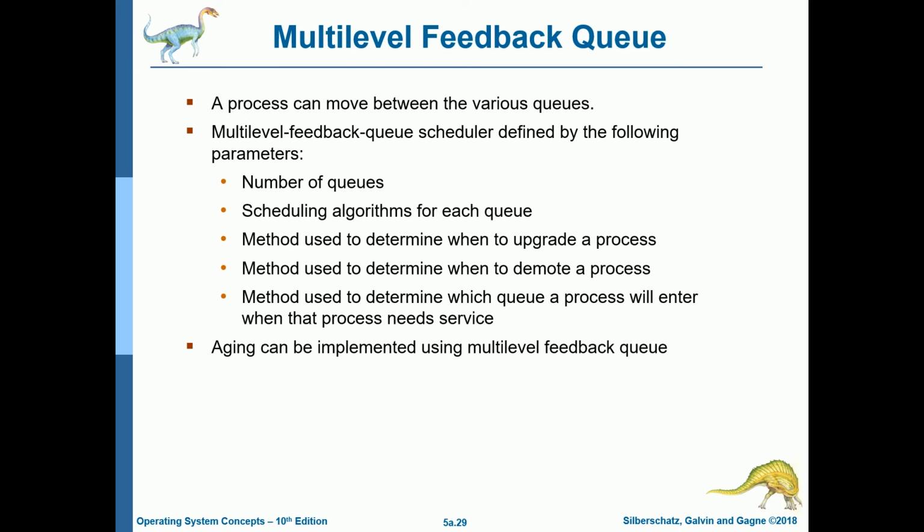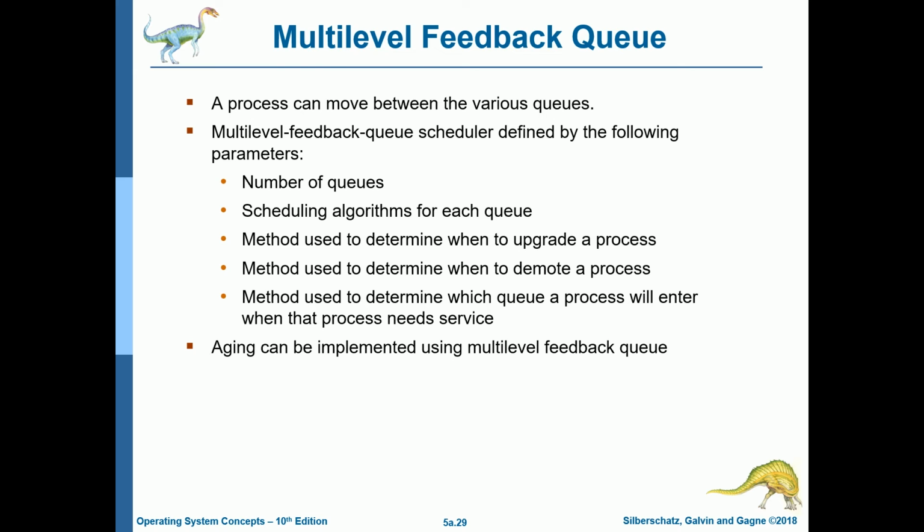Now what we could do to address this problem is introduce a multi-level feedback queue. This allows a process to move between the queues. The idea is to separate the processes according to the characteristics of their CPU bursts. If a process uses too much CPU time, it will be moved to a lower priority queue. This scheme leaves I/O-bound and interactive processes, which are typically characterized by short CPU bursts, in the higher priority queues. In addition, a process that waits too long in a lower priority queue may be moved up to a higher priority queue. This is a form of aging that prevents starvation.